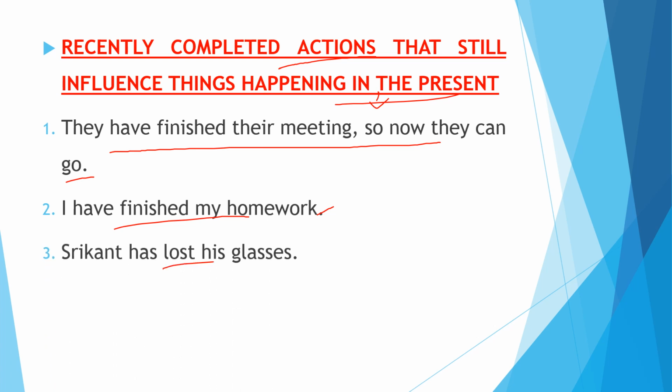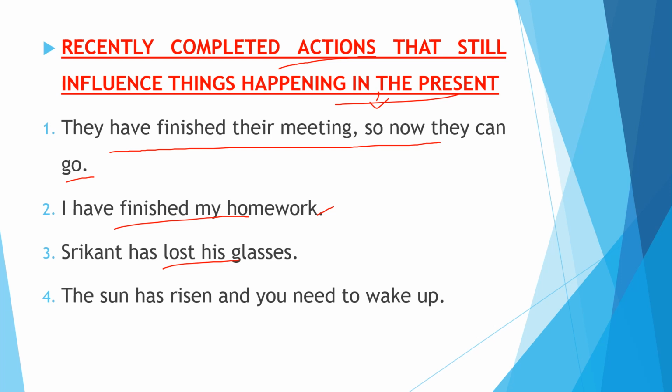Shrikant has lost his glasses. So what can happen now? He can't see many things clearly. The sun has risen and you need to wake up. The sun is already up now, so you need to wake up. So this is the use of present perfect tense. Now we will talk about the next tense.